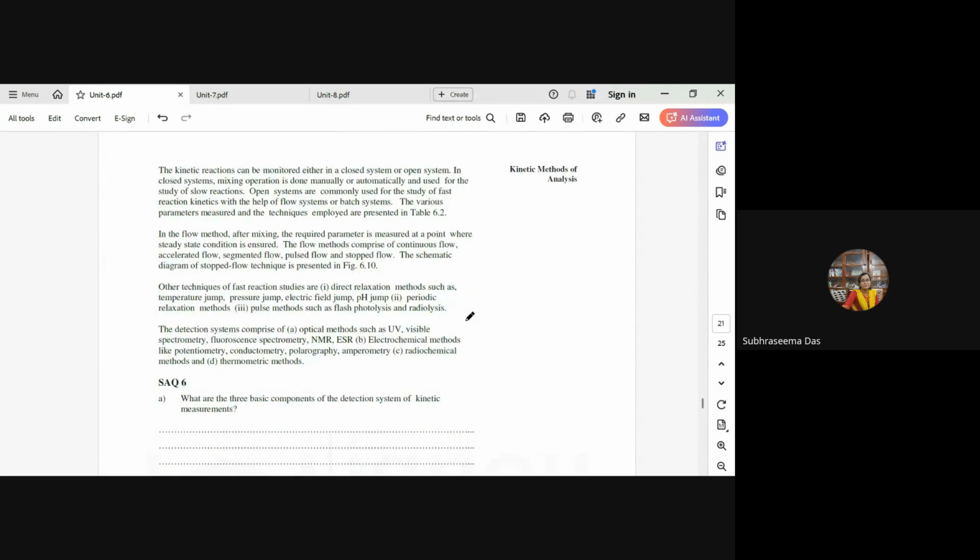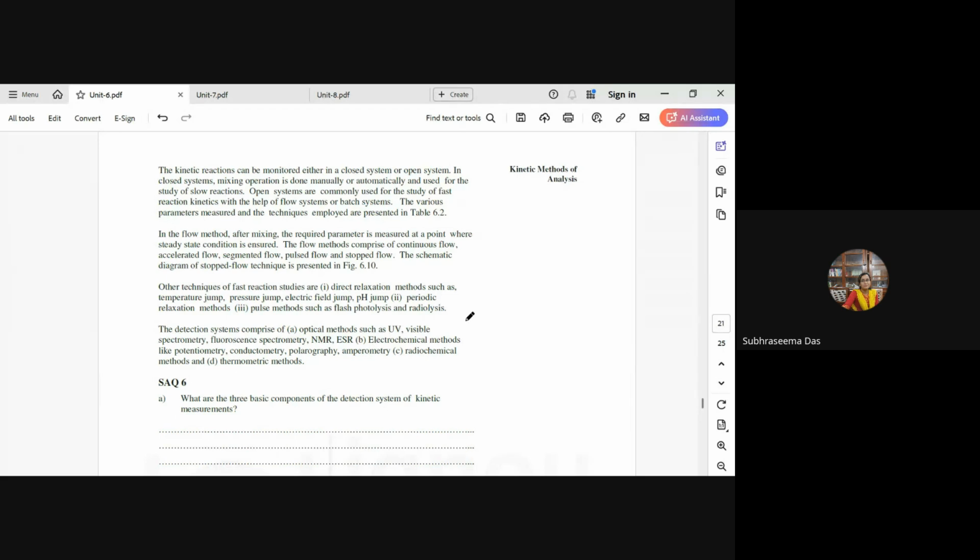Then in the flow method, after mixing, the required parameter is measured at a point where the steady state is achieved. The flow methods comprise continuous flow, accelerated flow, segmented flow, pulsed flow, and stopped flow. Other techniques of fast reaction studies include direct relaxation methods such as temperature jump, pressure jump, electric field jump, pH jump, and periodic relaxation methods, and pulse methods such as flash photolysis or radiolysis.